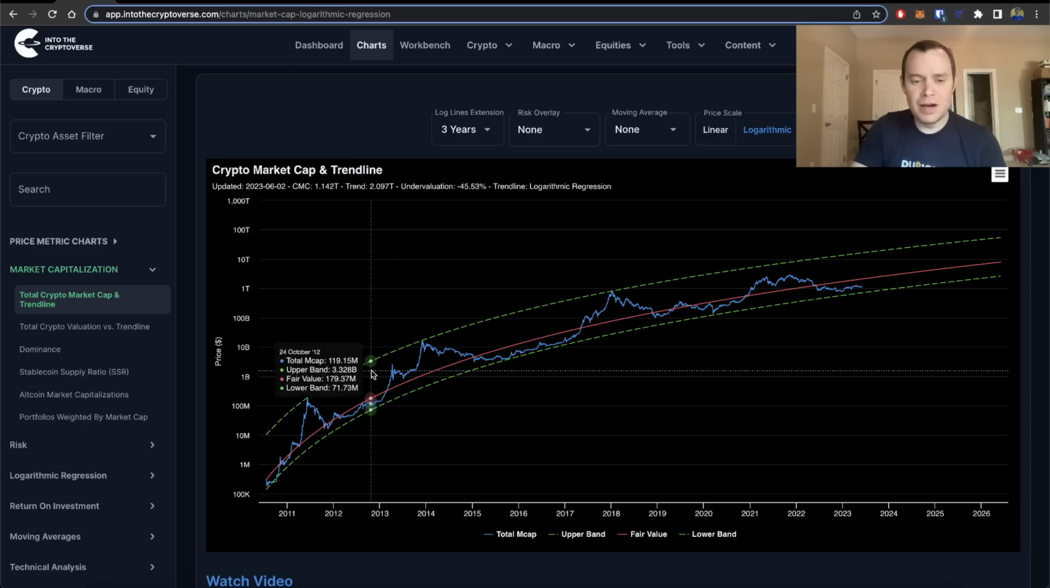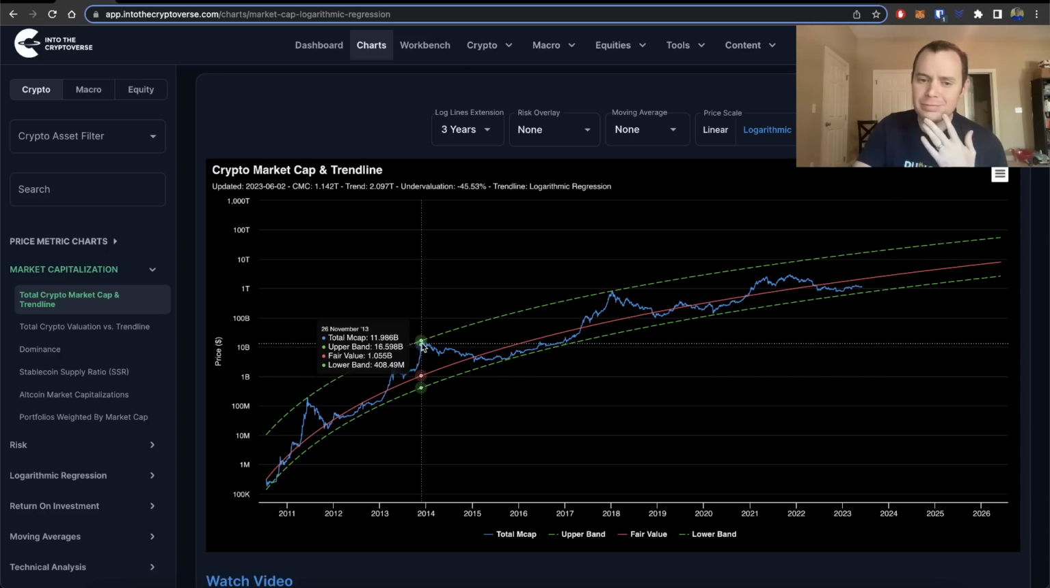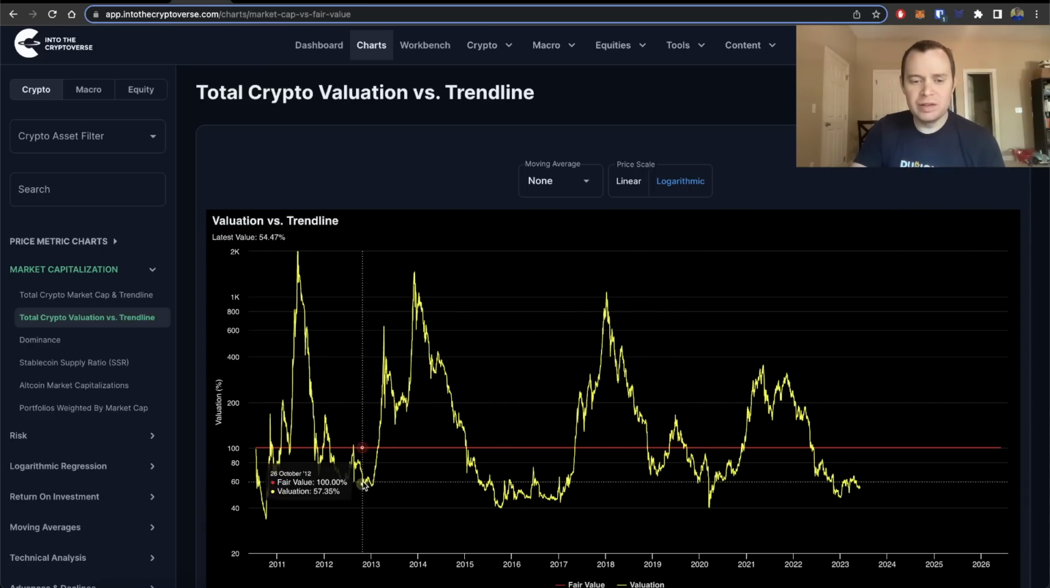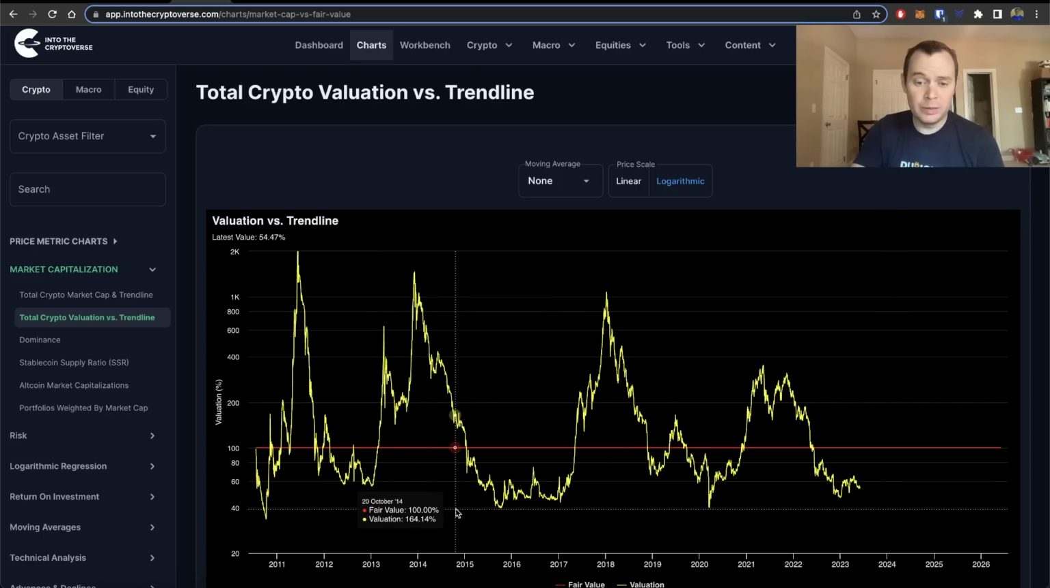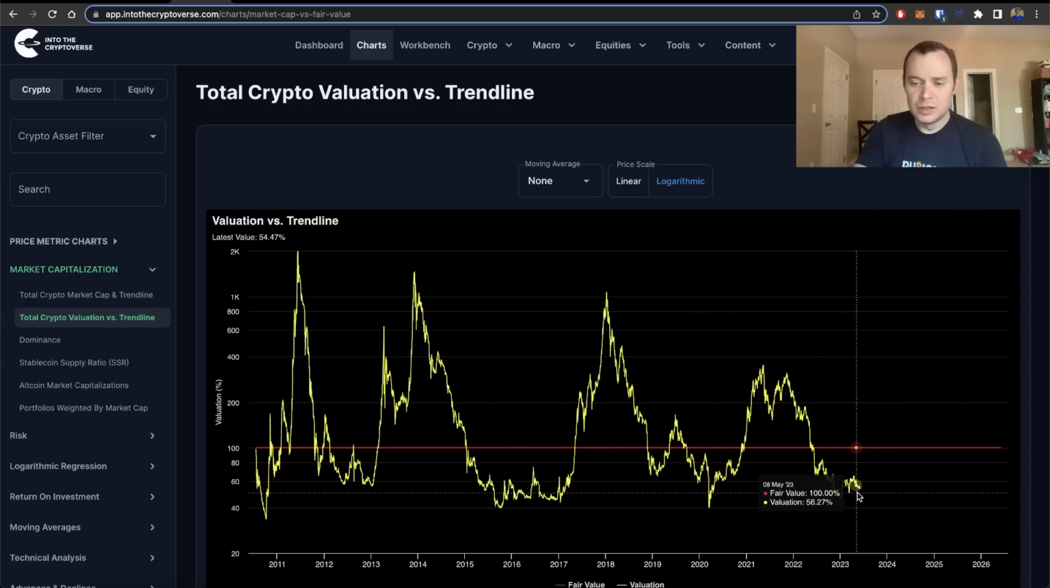Now, the other way that we measure this is we take the percent difference between the market cap and the fair value regression trend line. And if you do that, you get something that looks like this. And what you'll notice is that with the exception of 2012, we tend to reach undervaluation territory lower than where we currently are. I mean, you can see that this was 60, 65% undervalued depending on which one you look at. Right now, we're about 45% undervalued.